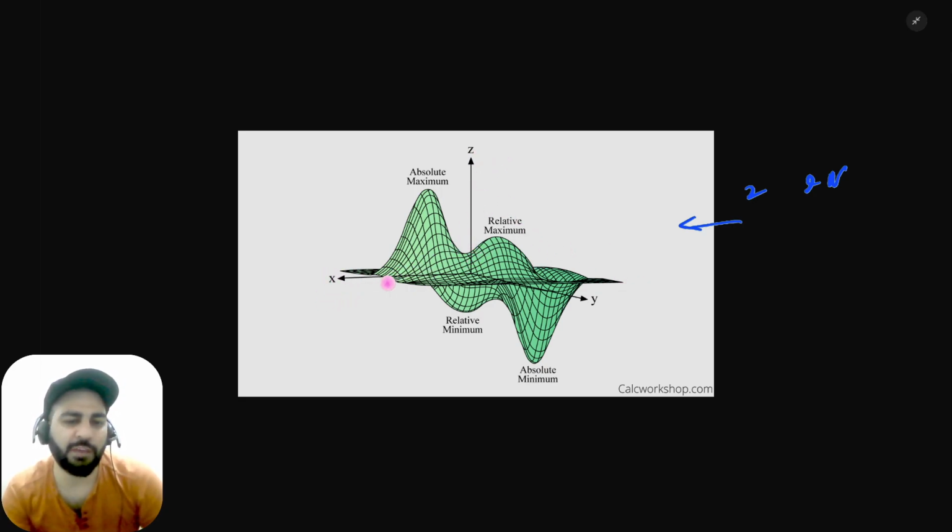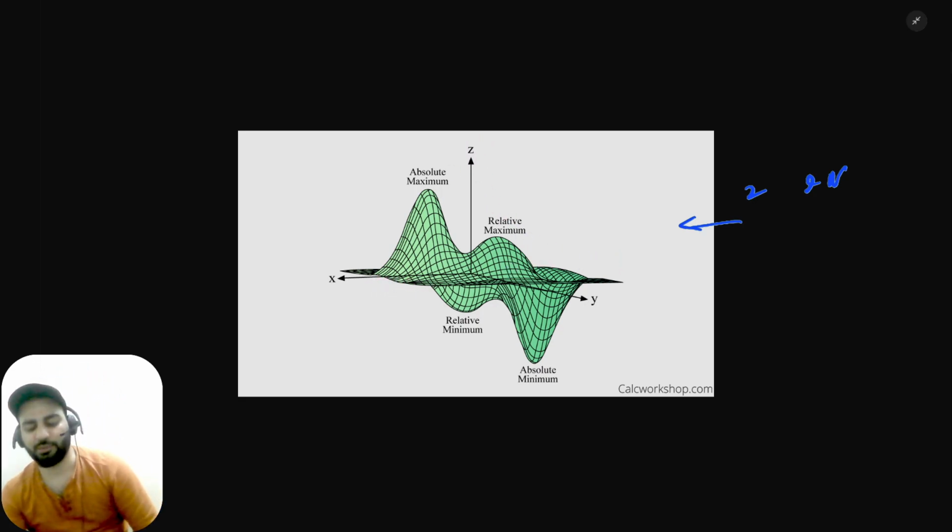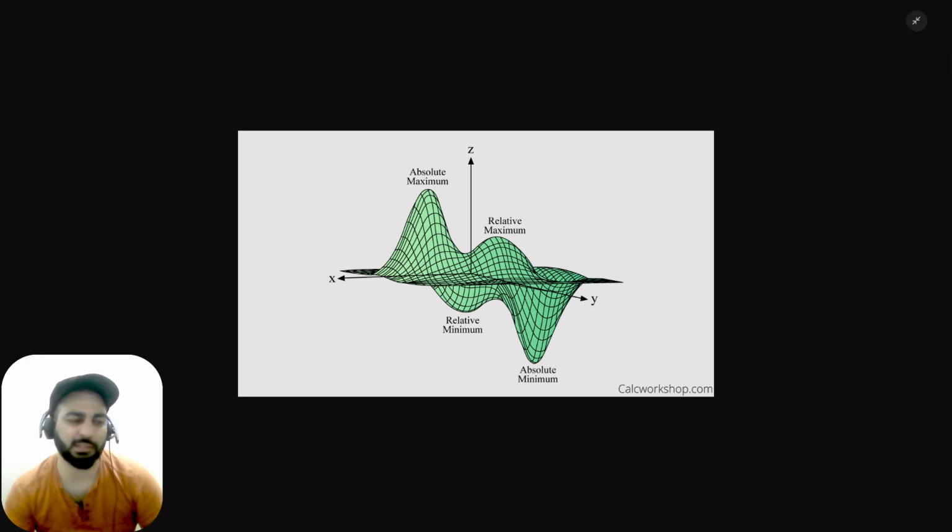Okay. So if I change this x and if I change this y, I want to see what is the change in z. So now if I have to write an equation for this, let's suppose I have an equation for this which looks like this.